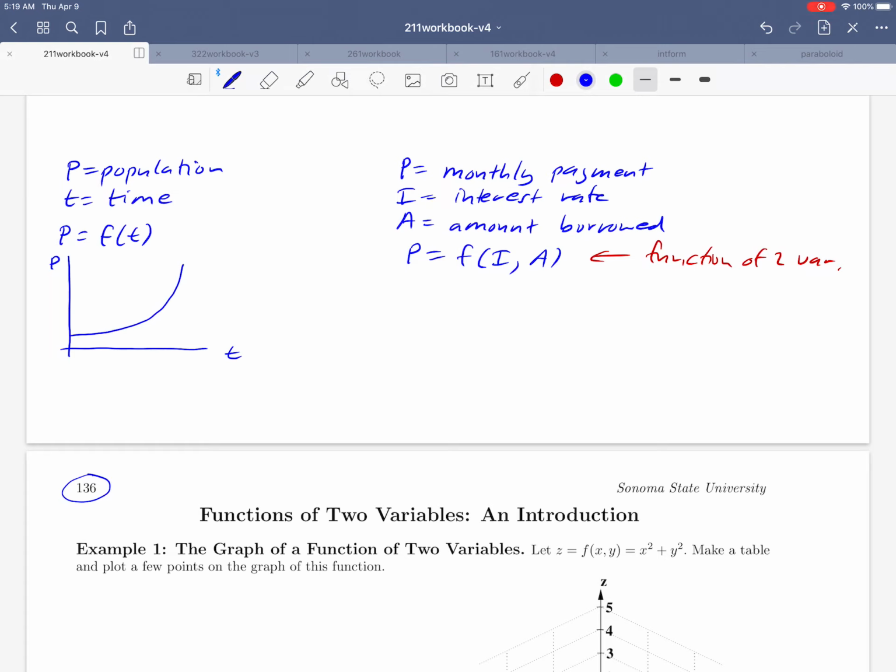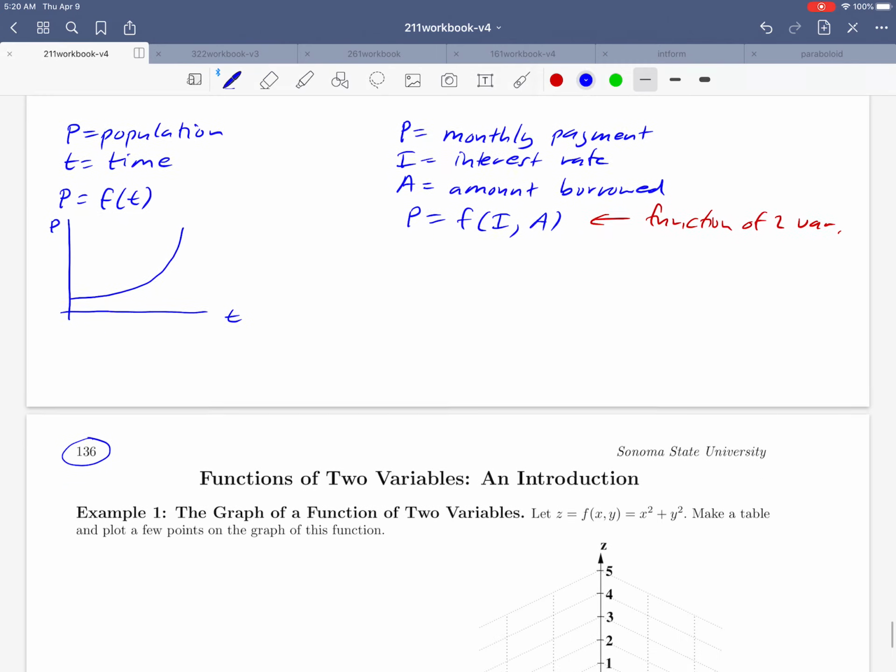Okay, well, how would we study a function like that? If we wanted to graph that, we would now need three dimensions because we've got three variables involved, I, A, and P. And so this section is all about how do we graphically represent a function like that and study things like rates of change. Okay, so let's scroll down here and get started on that problem.